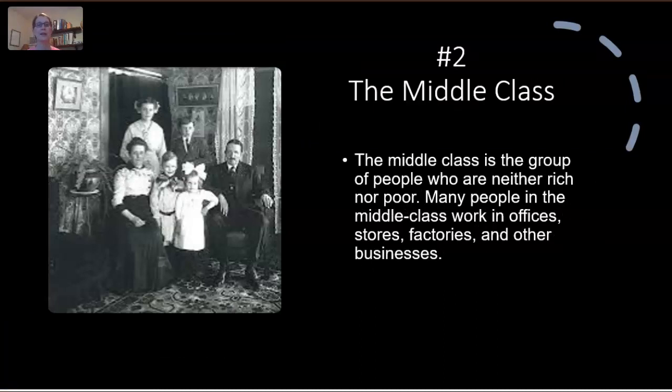Number 2, the middle class. The middle class is the group of people who are neither rich nor poor. Many people in the middle class work in offices, stores, factories, and other businesses.